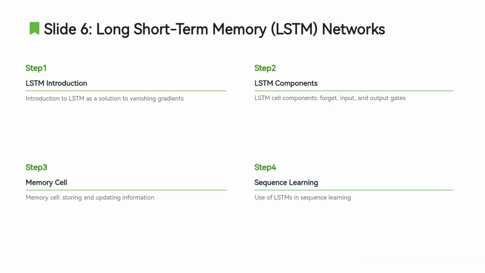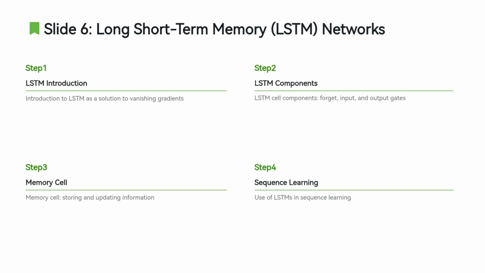One of the most successful solutions to the vanishing gradient problem in RNNs is the long short-term memory, LSTM, network. LSTMs are a type of RNN that introduces specialized gates to control the flow of information within the network, making them more capable of learning long-term dependencies.